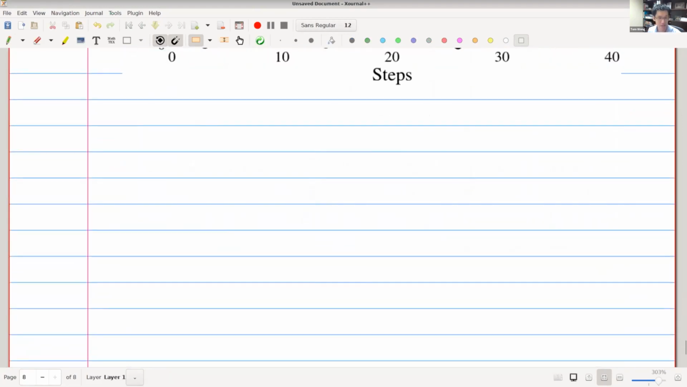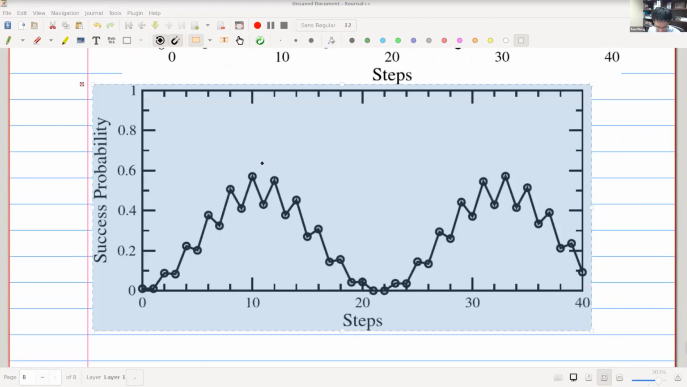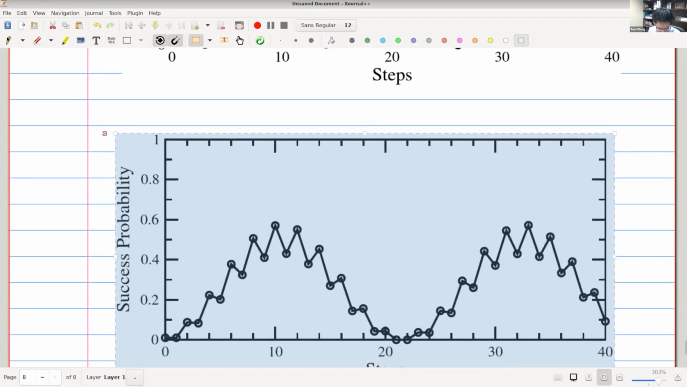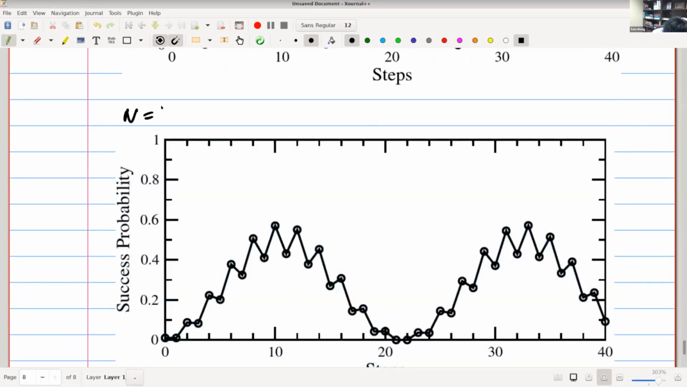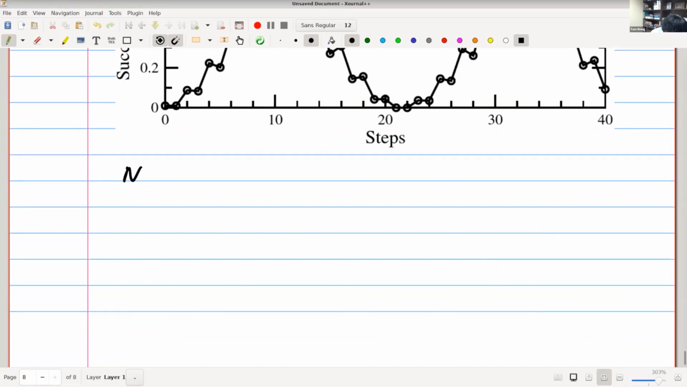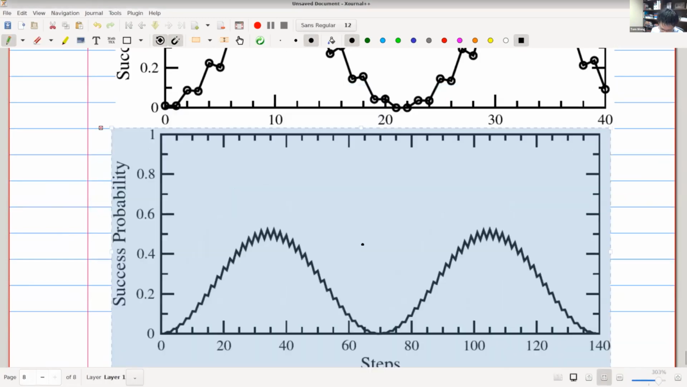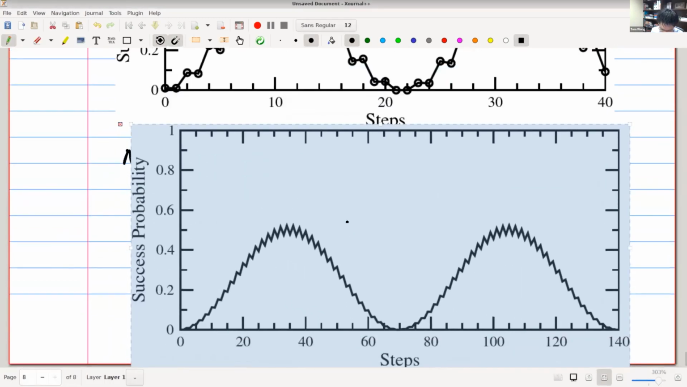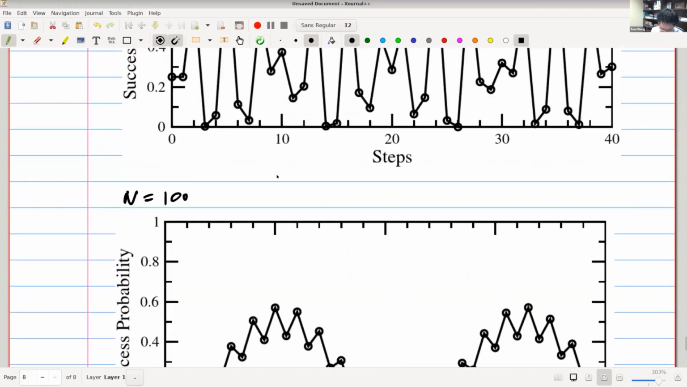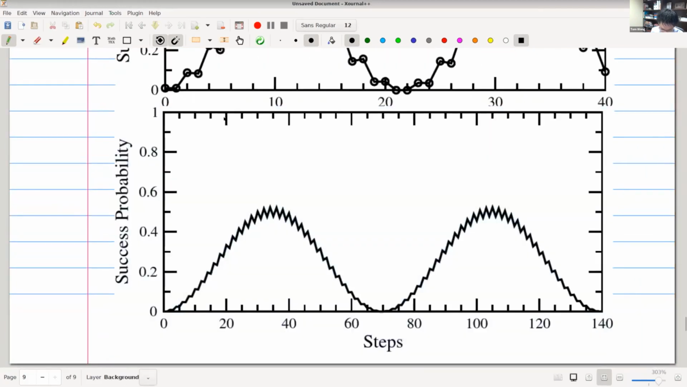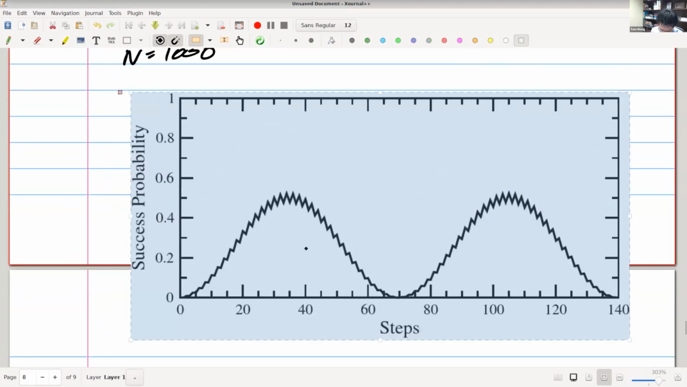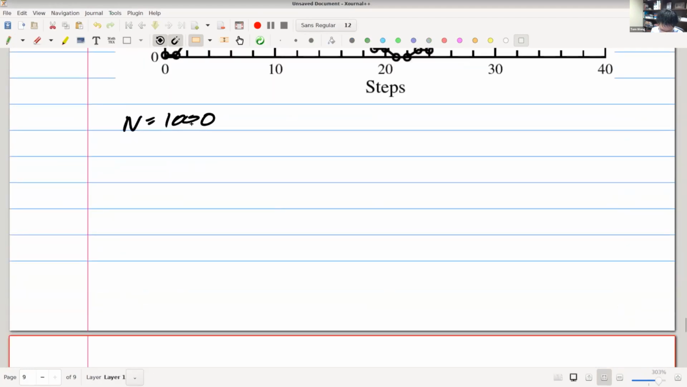Let's say we have n equals 100. If n equals 100, we end up getting this. And you can see it's kind of smoothed out now a little bit. The wiggles aren't as dramatic. And let's say we have n is equal to 1,000. You end up getting this. So you see again that the wiggles have calmed down quite a bit. I need to put this on another page. For n equals 1,000.